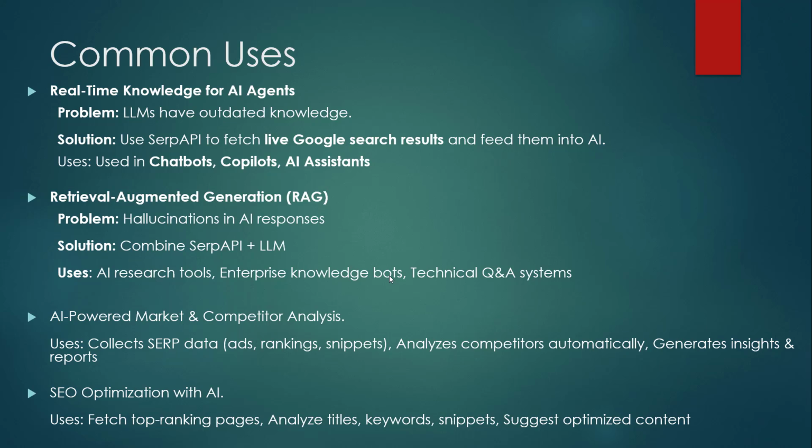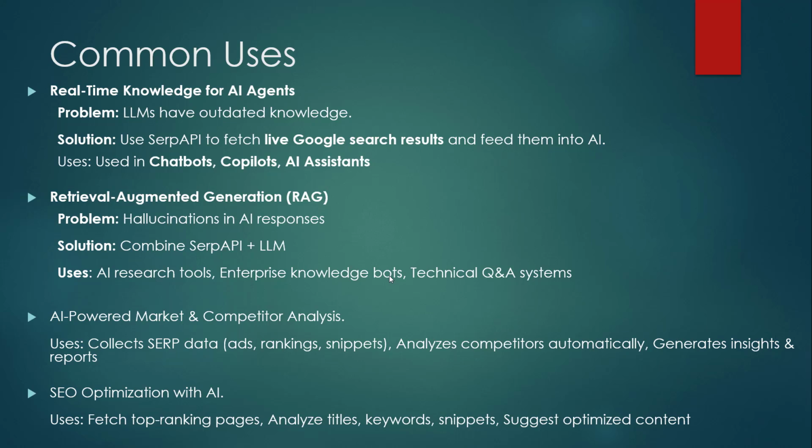So what we will do is give some input to our SERP API with our parameters, and that API will get all those competitors' real-time data. It collects the SERP data, ads, ranking, snippets, also analyzes the competitor automatically, and generates the insights and reports. These types of things we can do with the SERP API. We can give it the domain and the information we need for our competitor, and it will get it.